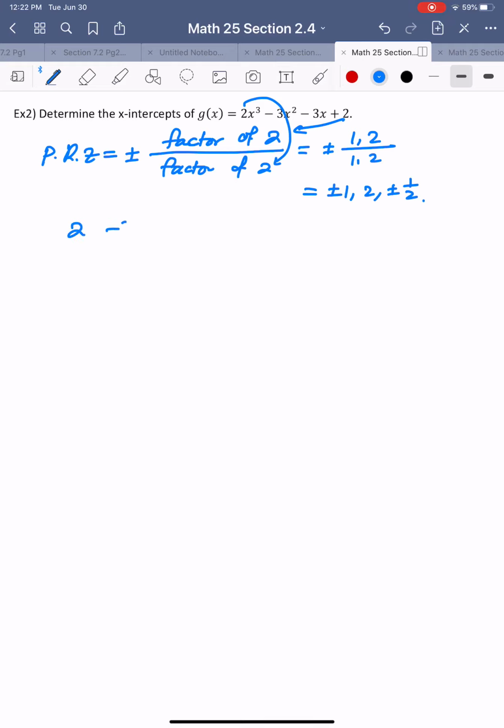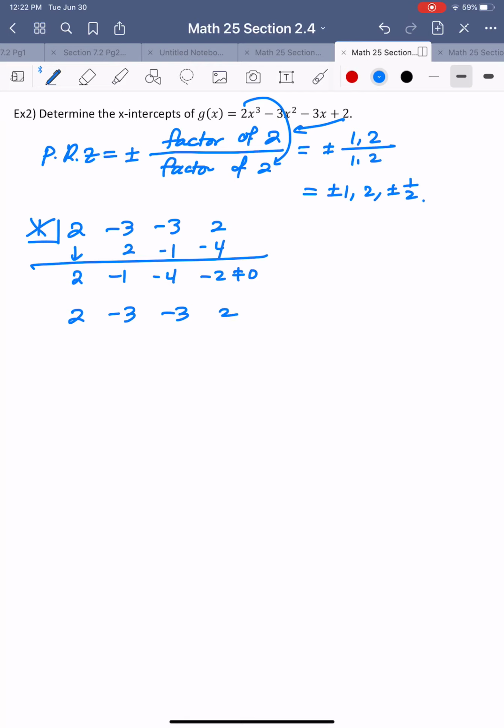So 2, negative 3, negative 2, and 2. I know you're going to get one real zero. Okay, so starting here with 1. Drop the 2, 2, negative 1, negative 1, negative 4, negative 4, negative 2, which is not going to be a zero, so 1 is not a zero. So 2, negative 3, negative 2, and 2, with negative 1 divided: drop 2, negative 2, negative 5, 5, and 2, negative 2. Yay, we got 0, okay?